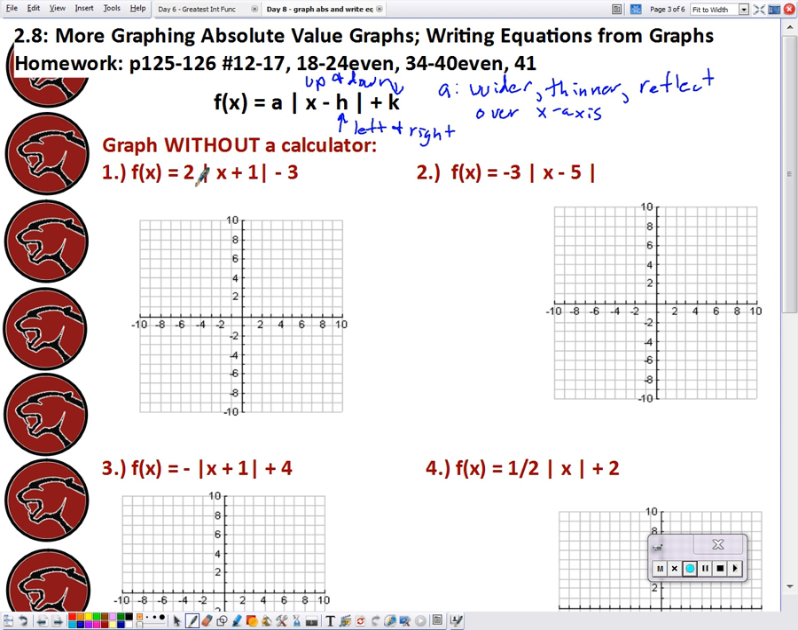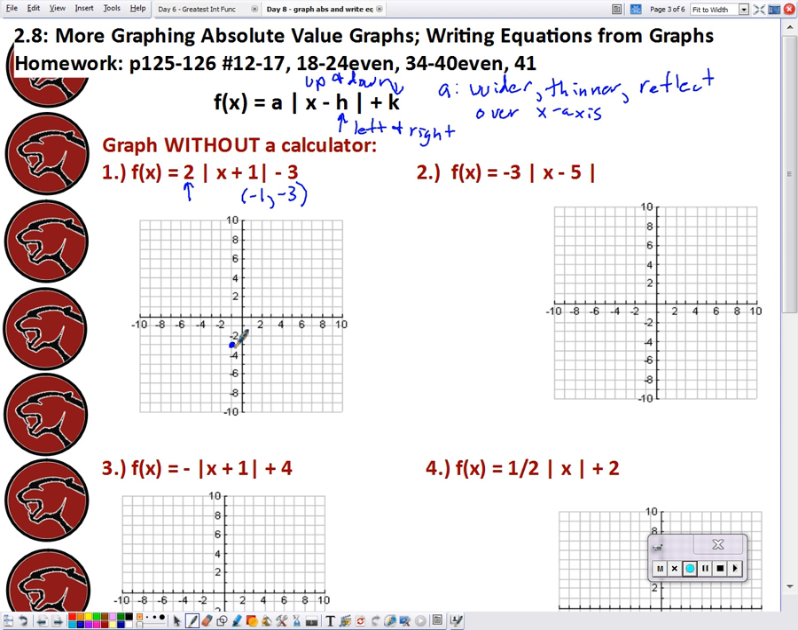Number 1 is f of x equals 2 times the absolute value of x plus 1 minus 3. Because it's plus 1, it's got to shift left 1, and the minus 3 is going to move it down 3. So we know our vertex is going to be negative 1, negative 3. Now, we have an a value of 2, and that's going to make the graph feel thinner, and here's how. A normal absolute value graph kind of has a slope of 1 to the right of the vertex and negative 1 to the left of the vertex. This graph is going to have a slope of 2 to the right and negative 2 to the left.